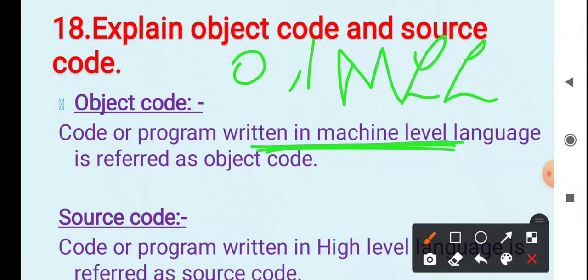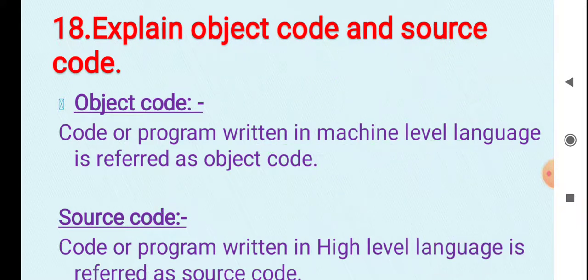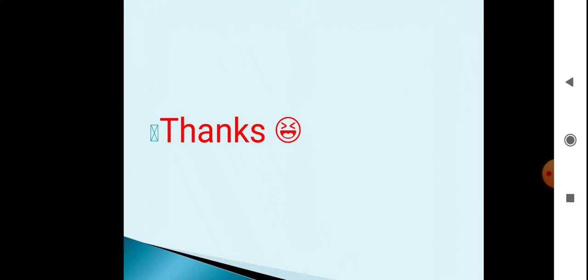Next is source code. Source code means all the main programs written in human understandable language, high level language, are called the source program or source code. Okay, so this ends Part B of the third model question paper.